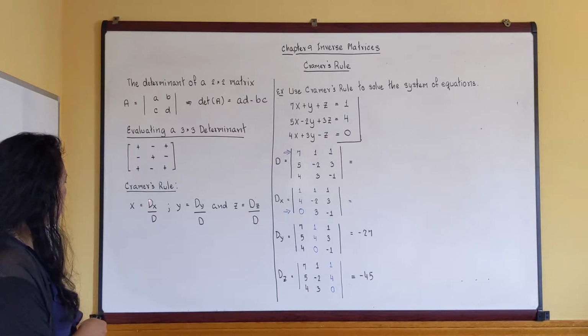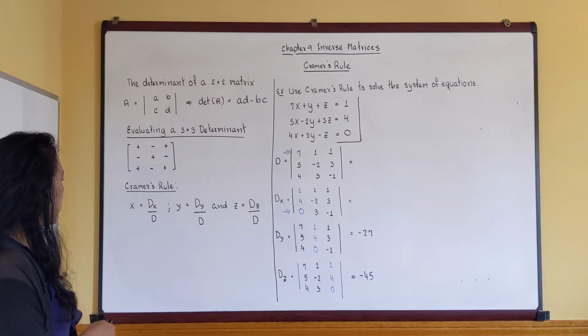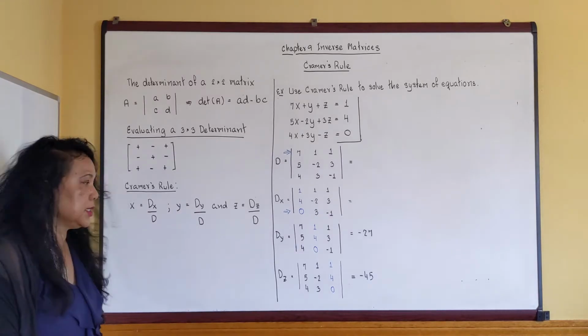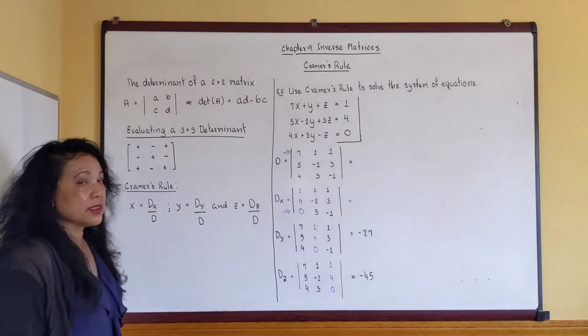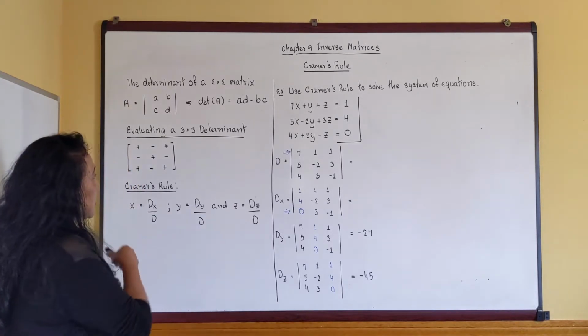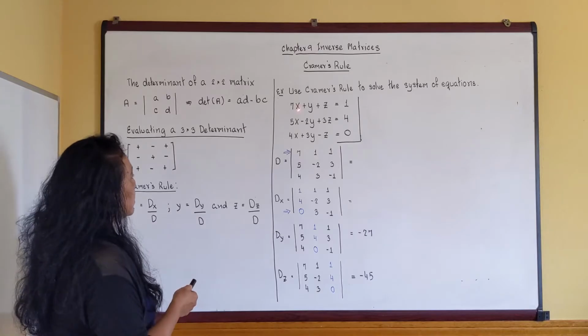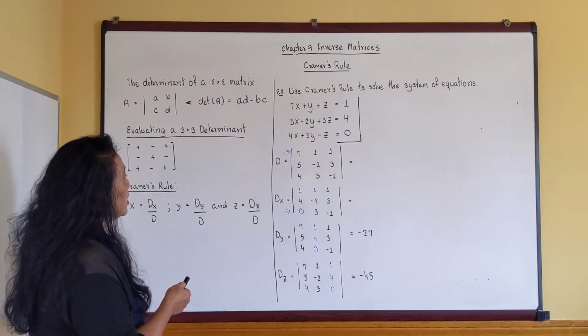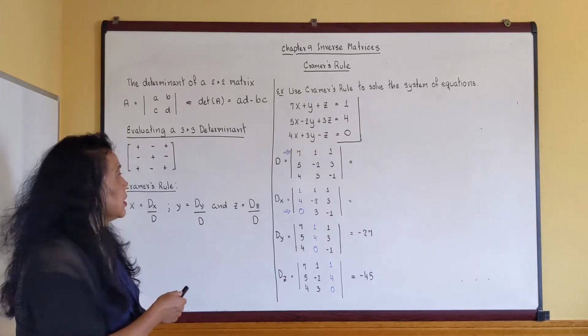Then x is equal to dx divided by d, y is equal to dy divided by d, and c is equal to dc divided by d. So let's look at our first example here. I have a linear equation, 3 by 3. So I put it in a matrix again.